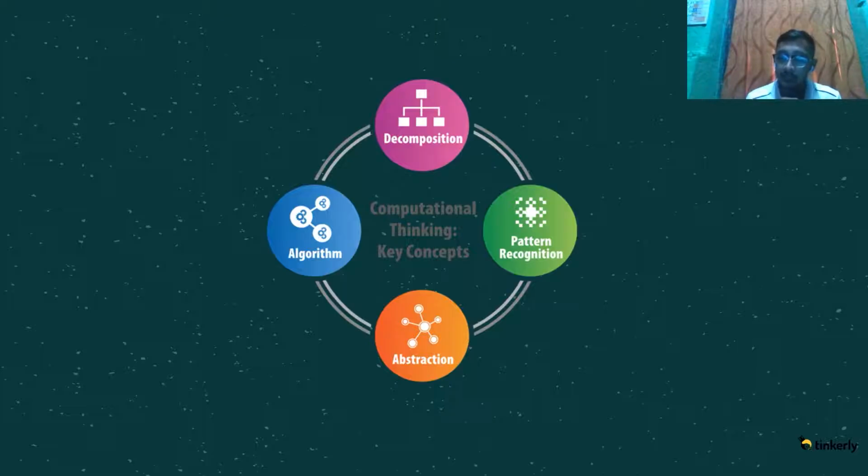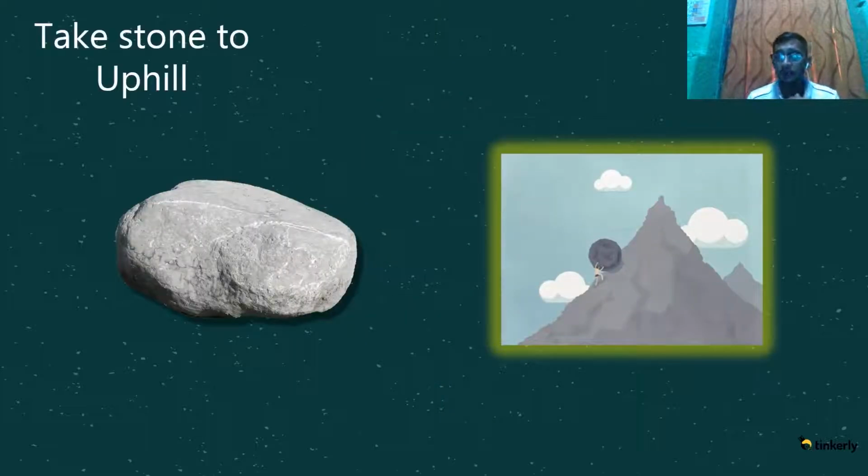So let's start with decomposition. Let's suppose this is about taking a stone uphill. Let's suppose you have a big stone, and you have to take this stone to the top of the mountain. So this is your problem. How can you solve this problem? What's the process to solve this problem?